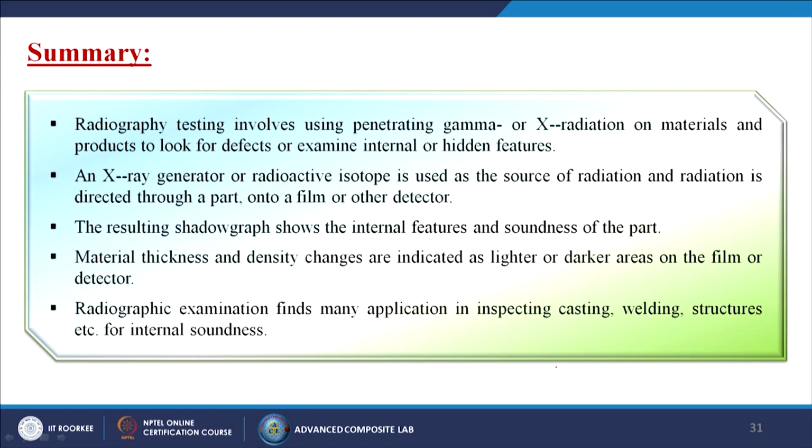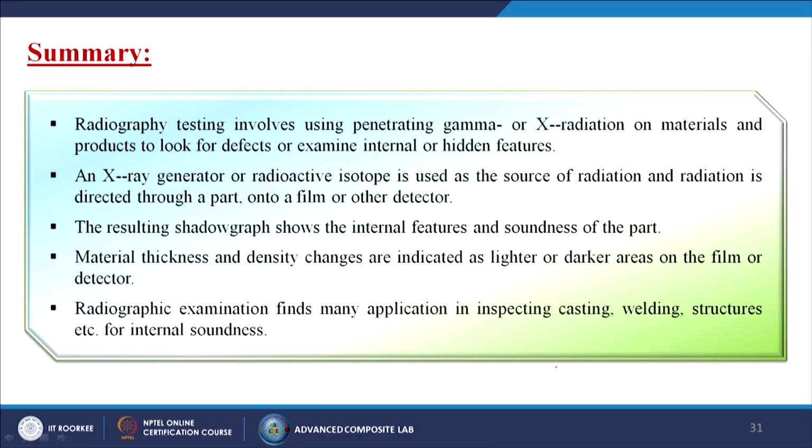Now, we have come to the last slide of this particular lecture. So, now if we summarize the whole lecture, in this lecture we have talked about radiographic inspection, which is nothing but taking the image of particular materials. We can do it by two methods, one called X-rays, and another called gamma rays.